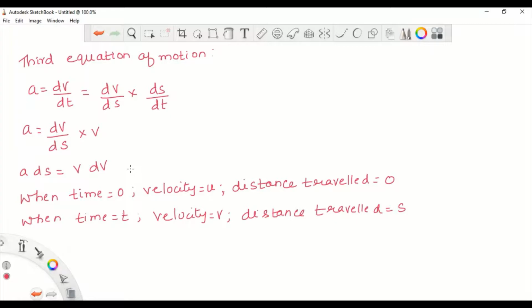Let us consider this equation is our third equation. So when you integrate on both the sides between the limits, integral 0 to s, a ds is equal to integral u to v v dv.